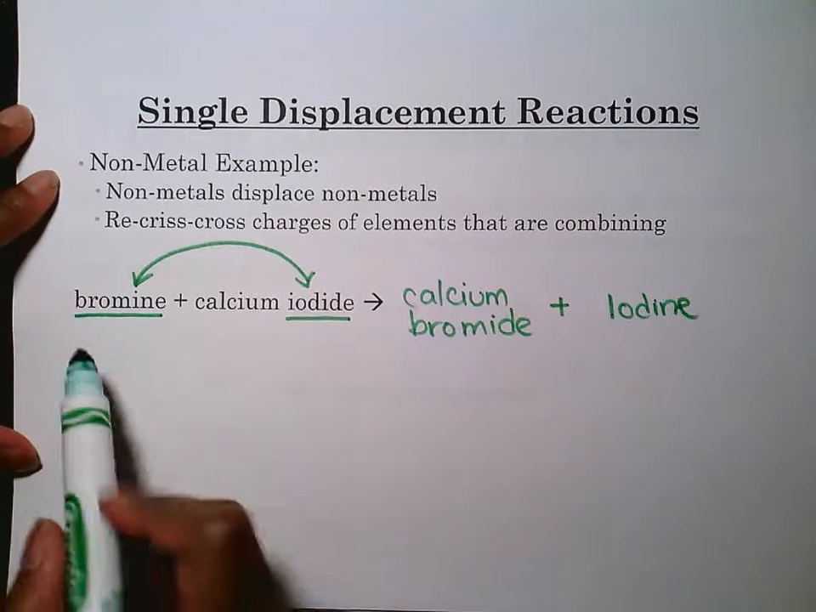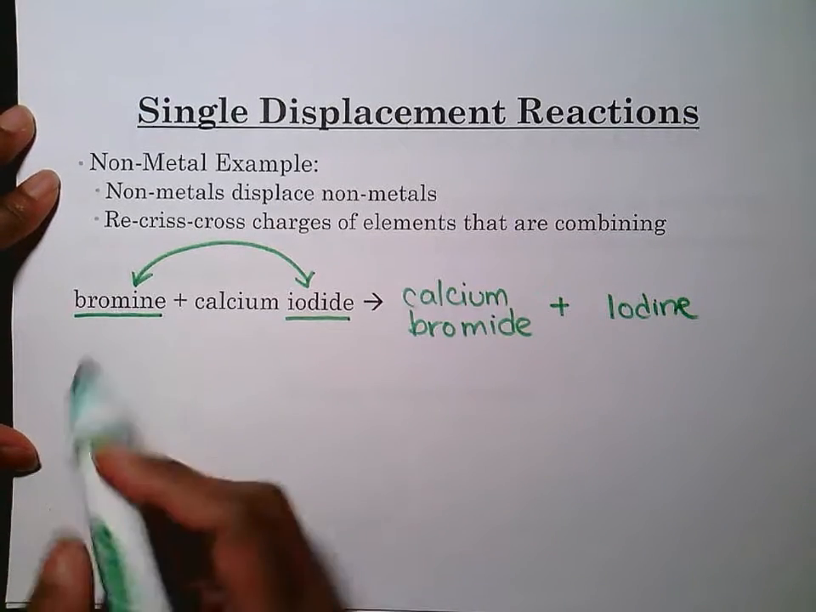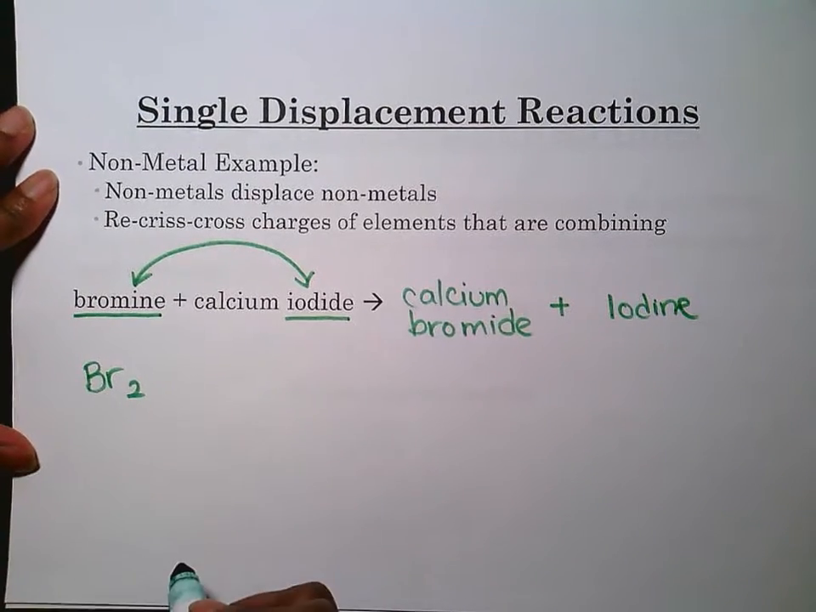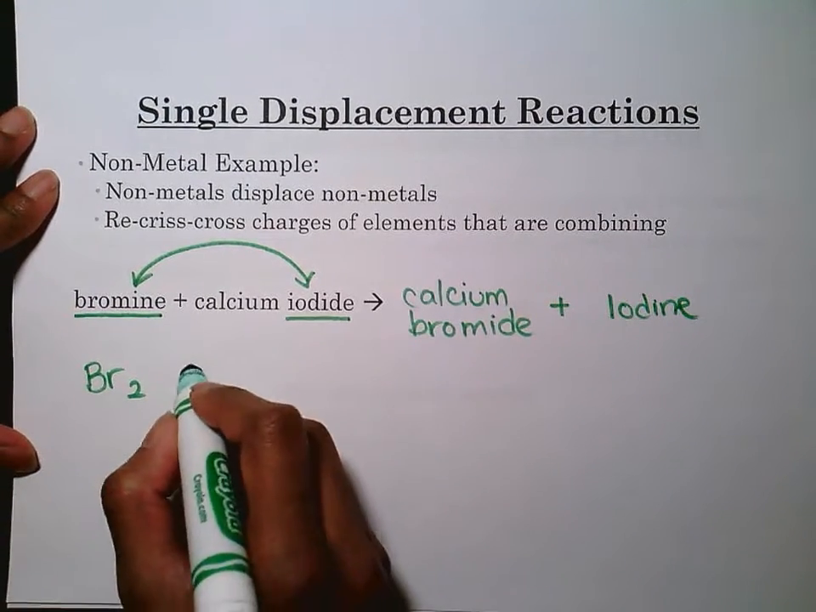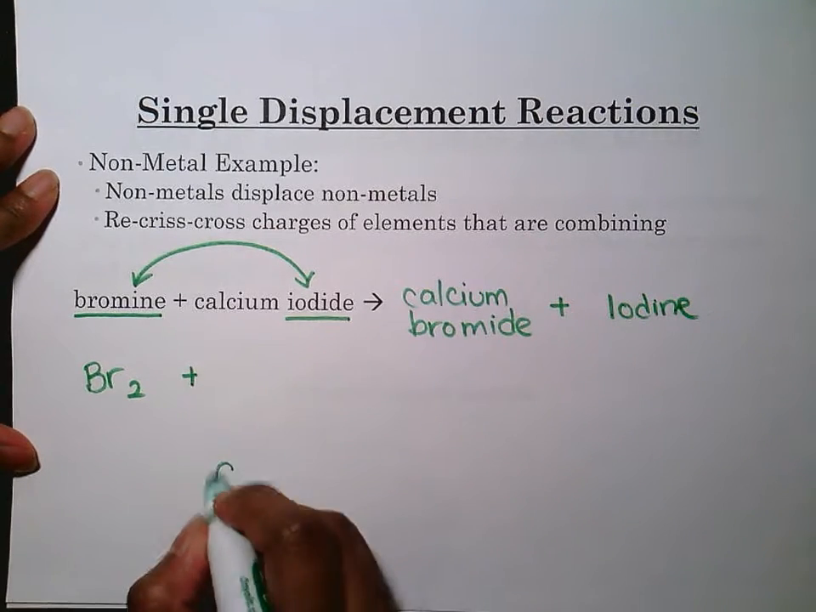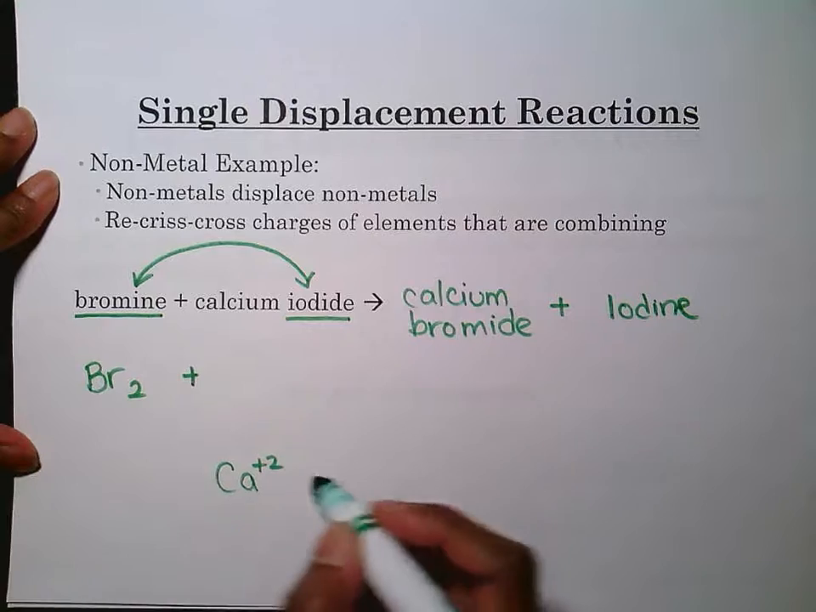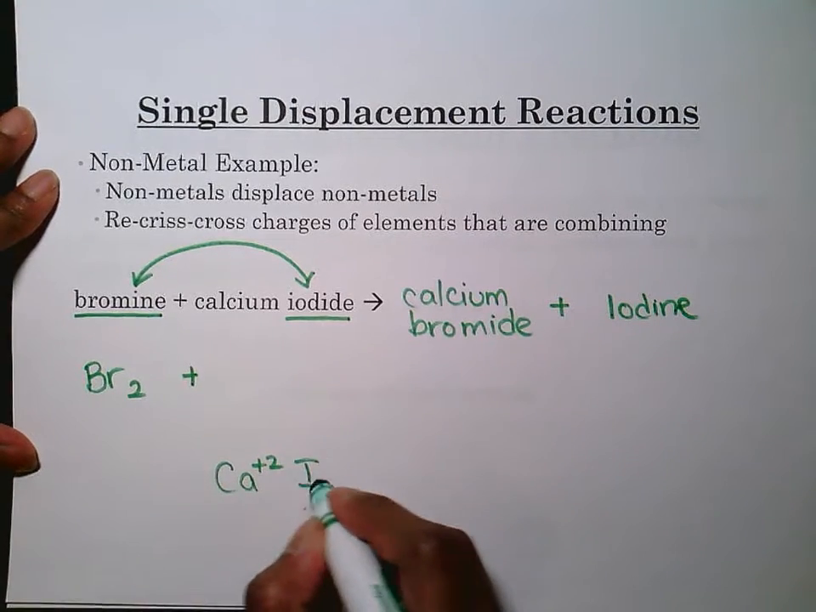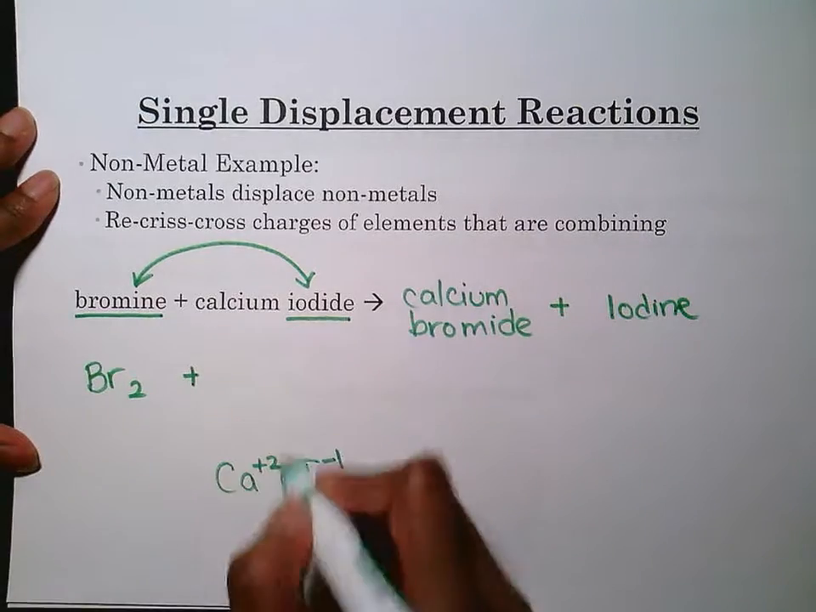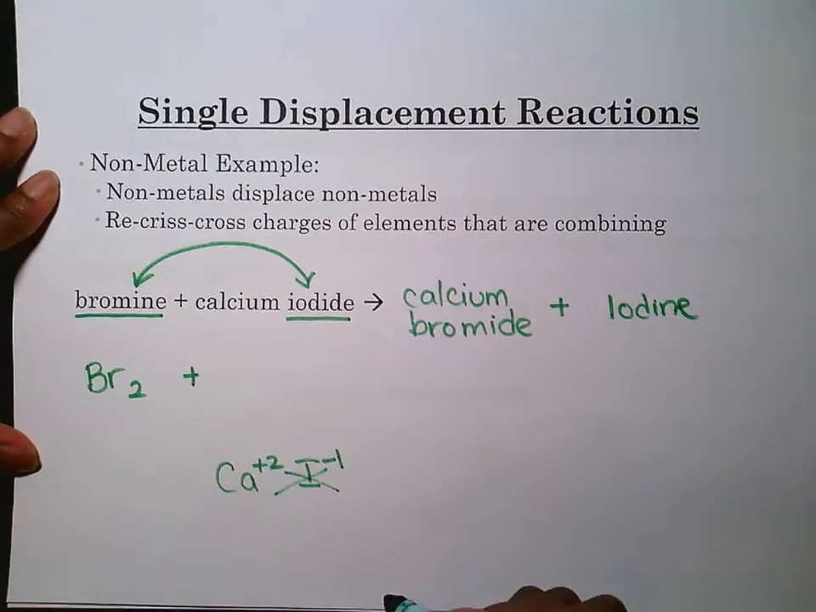Remember that bromine is a Hofbrinkel, so it should be Br2. And I should have now my calcium iodide. So calcium is a +2 charge, iodine is a -1, and I'm going to crisscross my charges. So you come down there and down there.